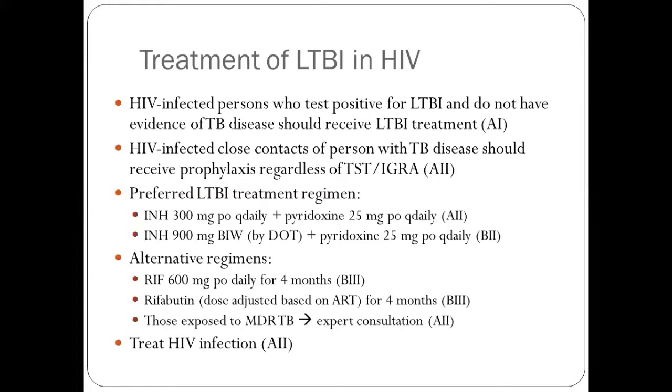And there are alternative regimens, as you can see over there, the rifamycins for 4 months, the 120 doses you're probably familiar with, rifampin 600 milligrams daily, or rifabutin. And the rifabutin, remember, has to be dose adjusted based on the HIV medications that the patient is on, and it's also for 4 months.